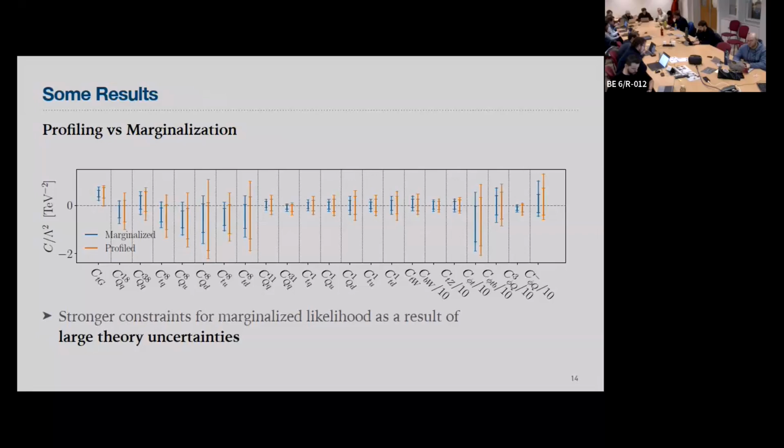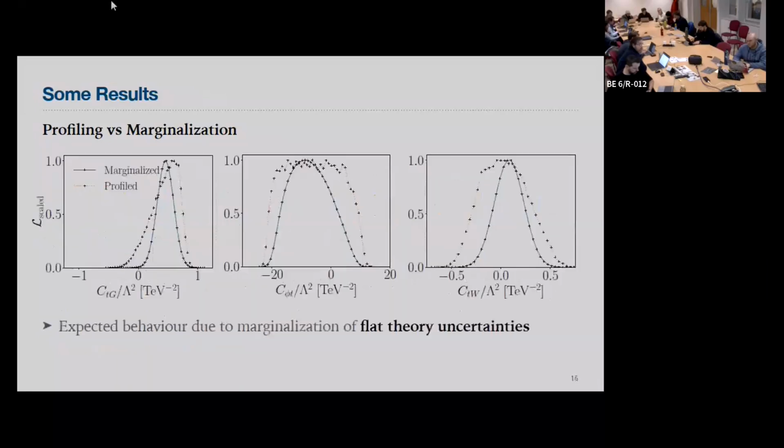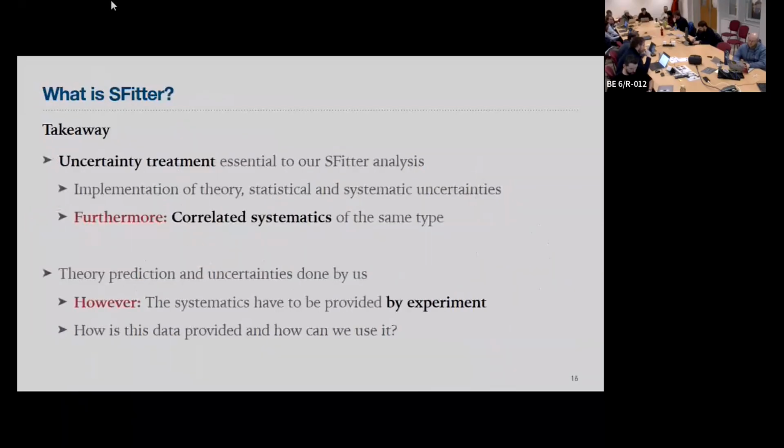This can now already be understood, thinking back to the plots I showed just now, and also when looking at the one-dimensional likelihood plots here. Especially in the plot in the middle, what can I already see? The profiled results in orange have this flat region I've shown you before, while the marginalized results become much more Gaussian for all of these. So basically, we see that our flat theory uncertainties lead to different results when we perform either profiling or marginalization.